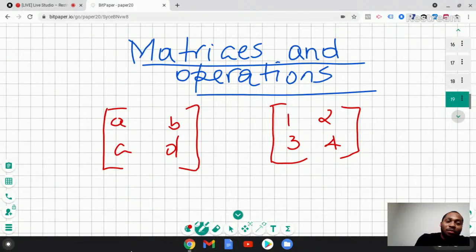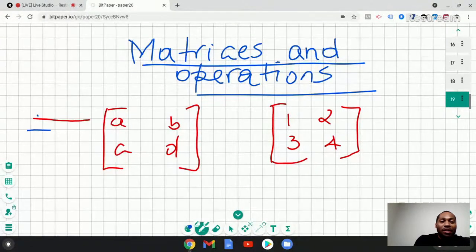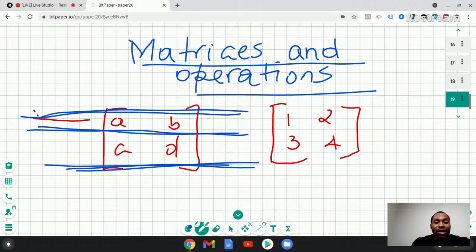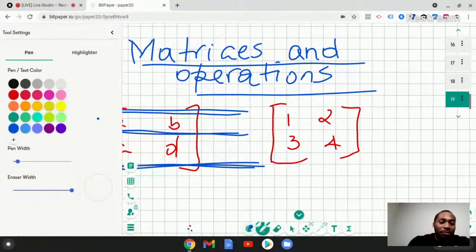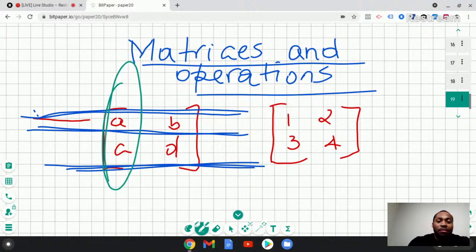You would probably think, it's common sense, that A and B are a row in this matrix, and C and D are a row. And if you think about columns of the matrix, A and C are on the first column, and B and D are on the second column.